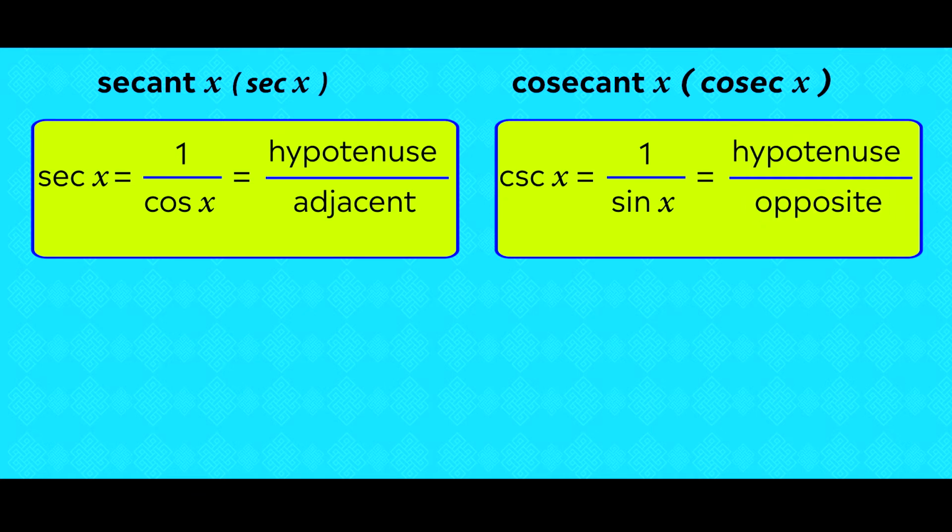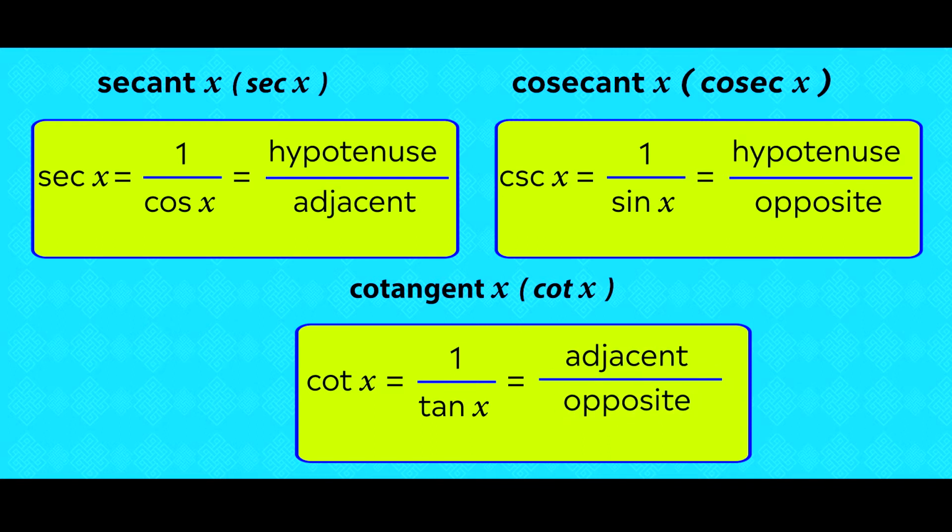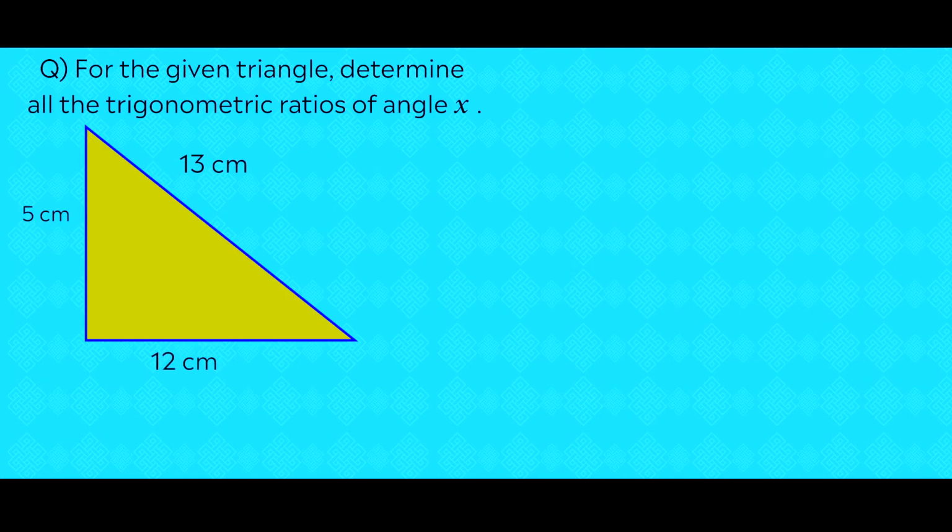And the final trigonometric ratio is called cotangent, or cot x. The formula to calculate cotangent, or cot x, is the reciprocal of tan x. And in terms of side lengths of the triangle, it's given by adjacent divided by opposite side length. Let me solve an example for you all now. The question here is, for the given triangle, determine all the trigonometric ratios of angle x.